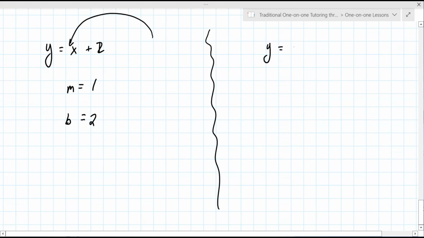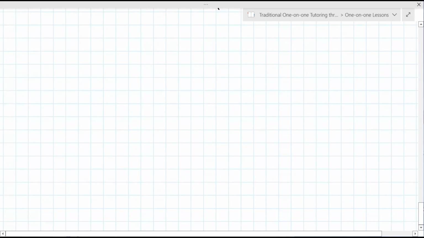And then let me come off to the side here. What if it's y equals -x minus 4? What is the slope? 1. What's in front of x though? Oh, -1. And what's the b value? -4. Good. All right, so let me give you 2 problems here to do on your own. And I'm looking for the slope and the b value. So y equals -4x minus 5, y equals x minus 2. I want the slope and the b value for each one, please.